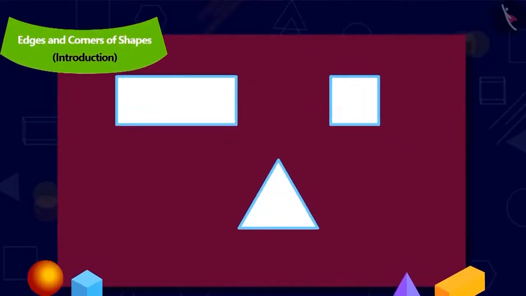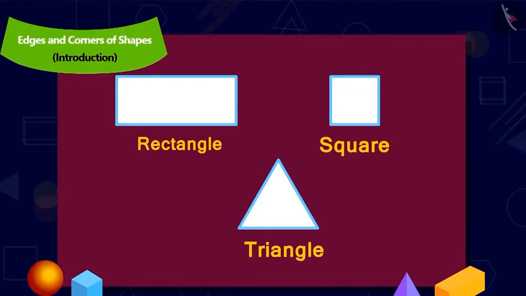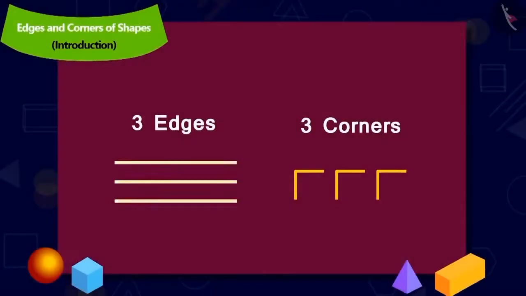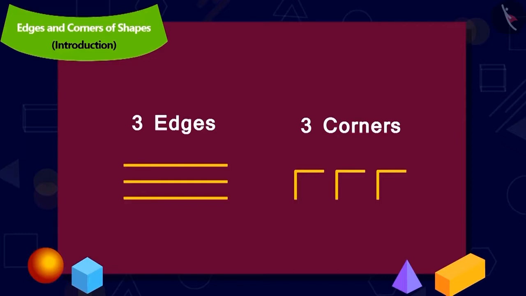Uncle made these 3 shapes on paper. Children, do you recognize these shapes? Yes, this is a rectangle. This is a square. And this is a triangle. Now, Uncle asked Chanda to recognize the objects with 3 edges and 3 corners.